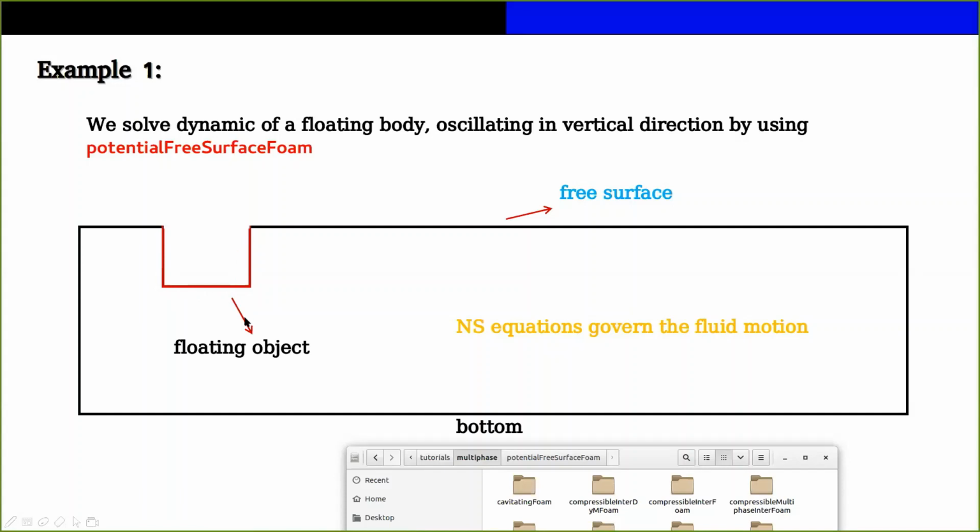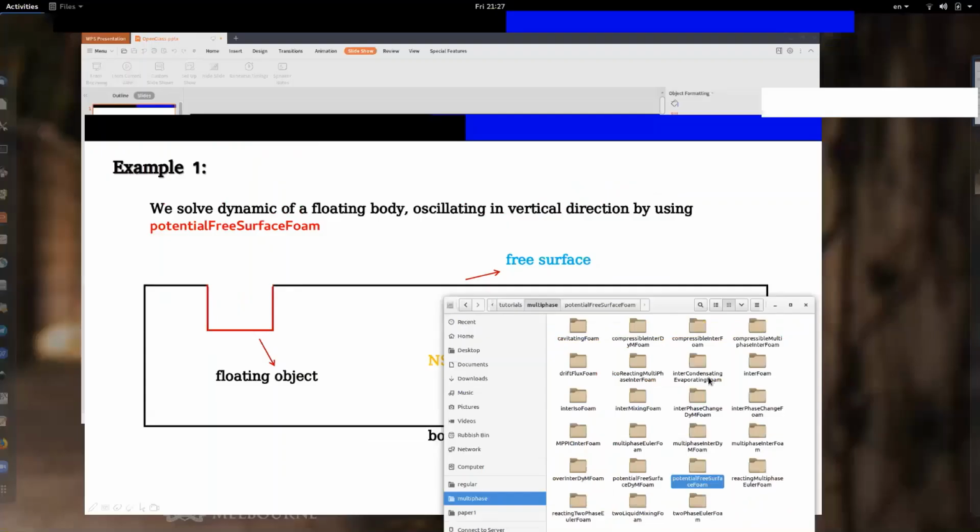The problem that we're going to solve here is a very simple problem. We have a floating object, you can also call it a floating box here. This floating object starts oscillating in the vertical direction, and it generates some waves around it. We call this problem radiation. It radiates some waves around it, and we can measure these waves and see whether this floating object leads to some radiation of waves or not. So let's have a look at the problem.